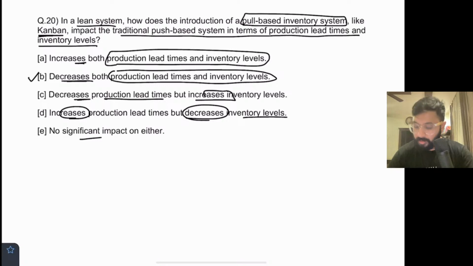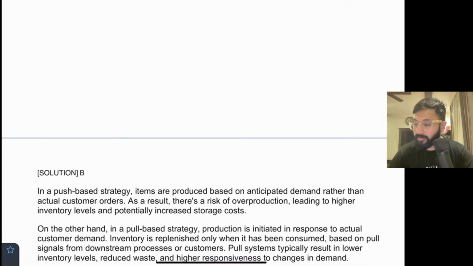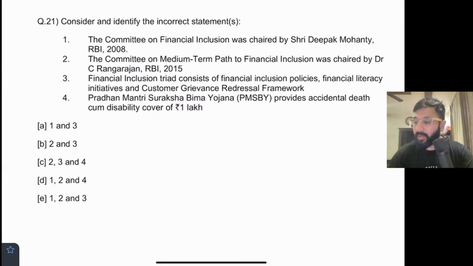Yes, the answer is option number B. Decreases both production lead times and inventory levels. That is the objective of Kanban system. Very simple question. Question number 21.